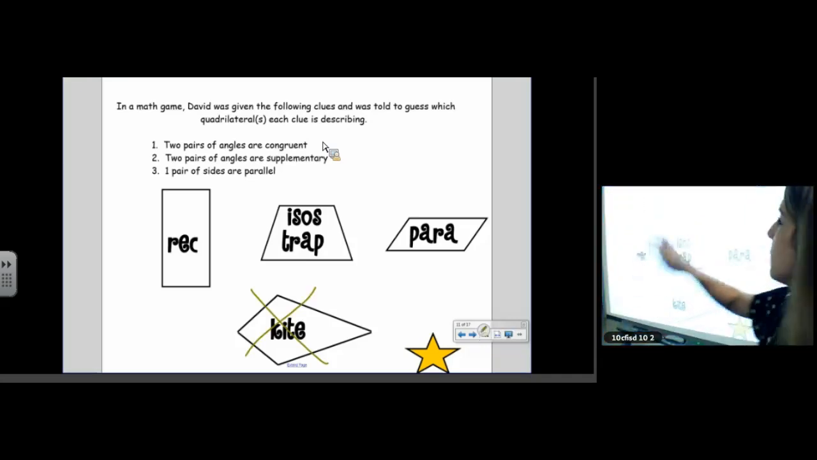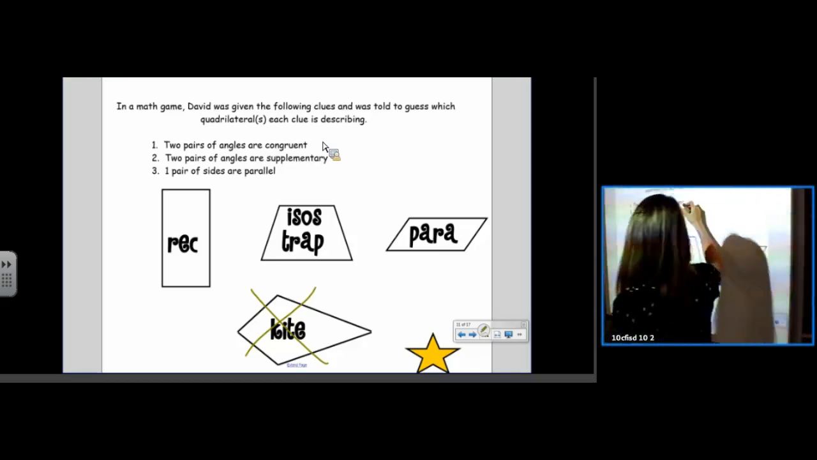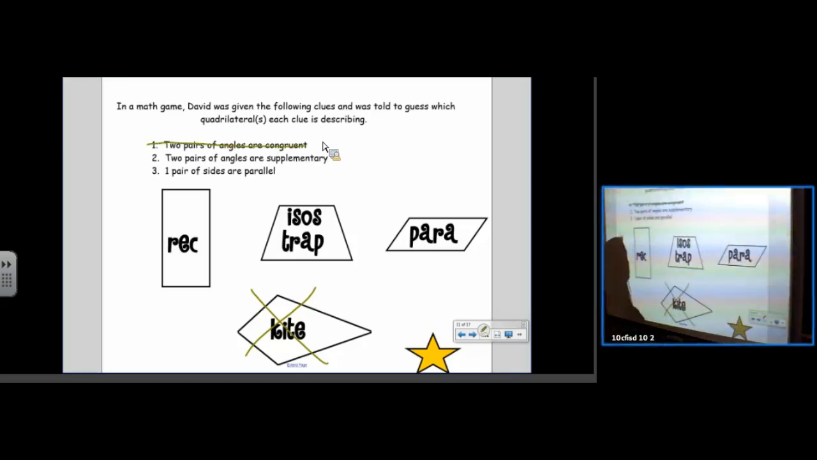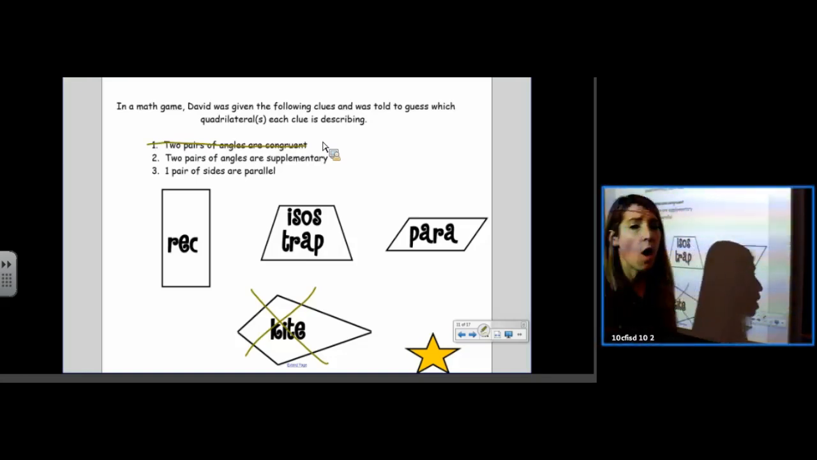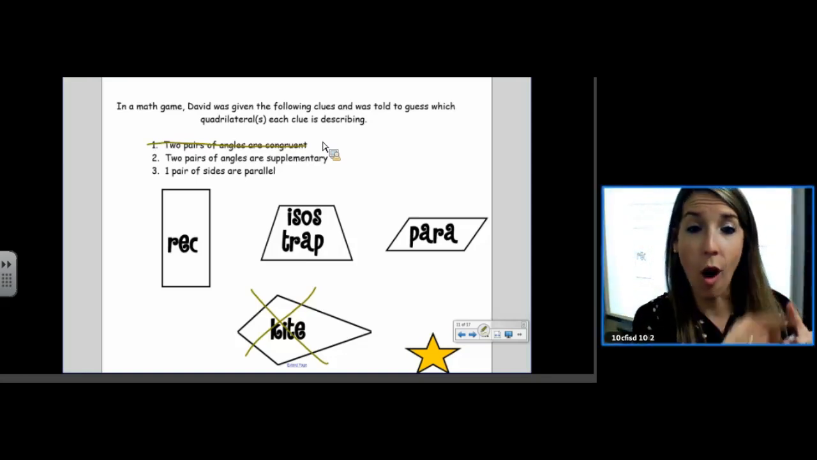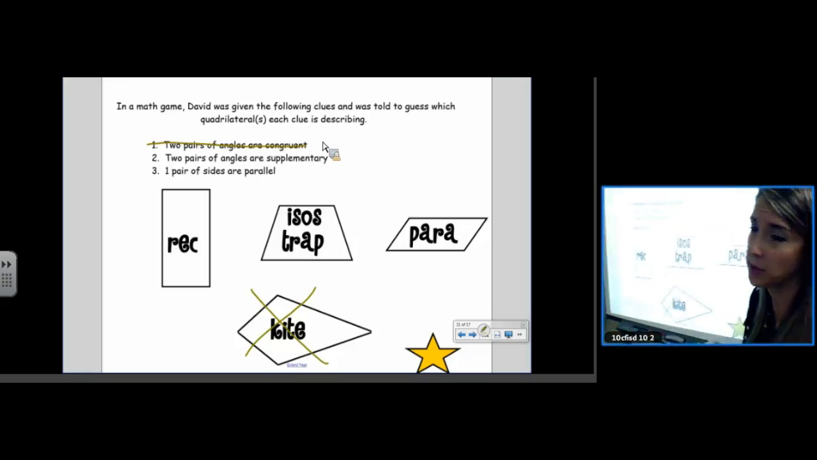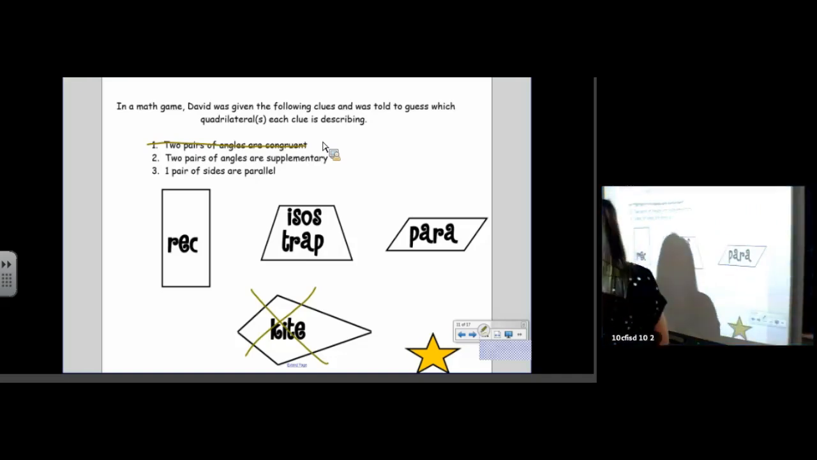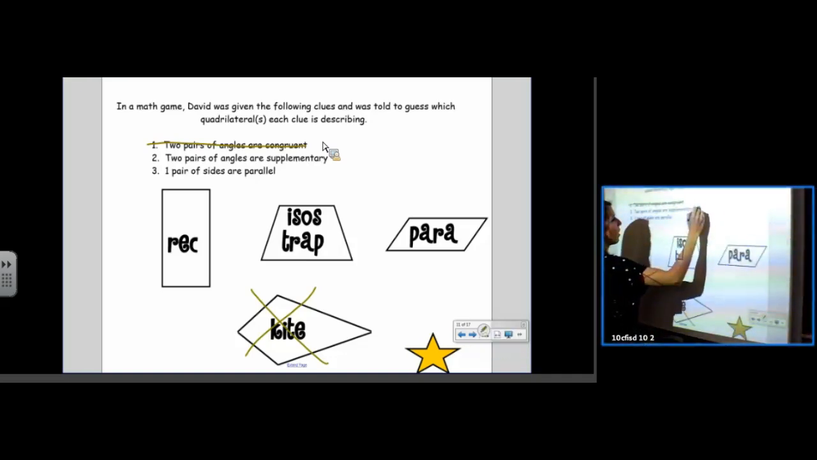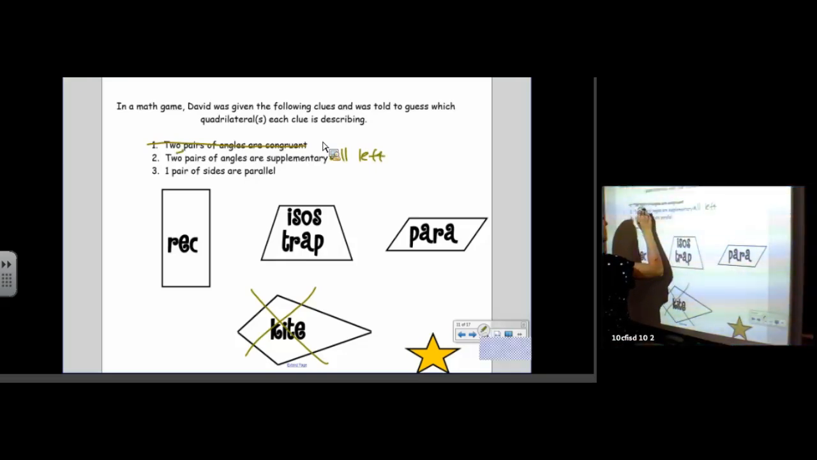So now we've narrowed it down to three. Two pairs of angles are supplementary. Well, that's all three of them, although rectangle and parallelogram have all consecutive angles supplementary. The isosceles trapezoid is the only one with exactly two. But this technically is still all the ones left because it didn't say exactly.